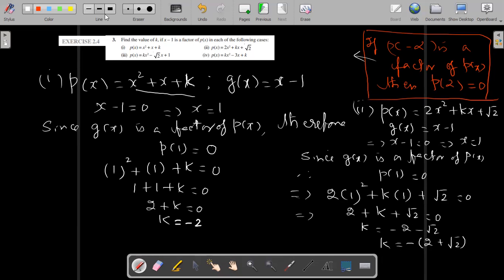So like this we can find out the values of k in question number 3 also, and question number 4, that you have to try. Okay.